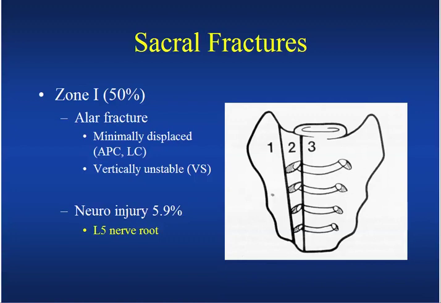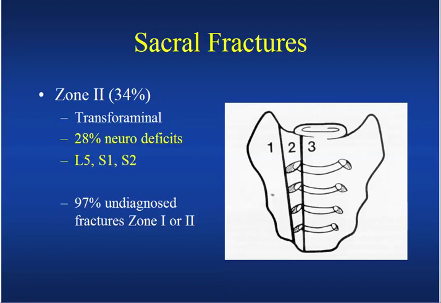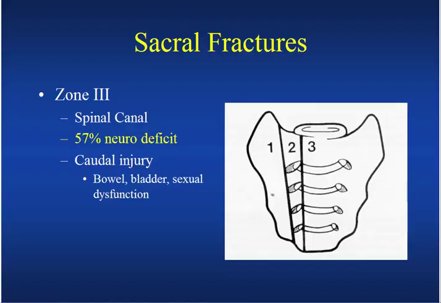The Zone 2 fractures are the transforaminal sacral fractures, and those are significant in that they have a significantly higher incidence of neurologic deficit, either to the L5 or the first 2 sacral nerve roots. 97% of those can be undiagnosed in zones 1 or 2. Then the Zone 3 injuries are essentially injuries that are basically spinal canal problems. They're medial to the neural foramina. The majority of those will have neurologic deficit, and they can cause caudal injury with bowel, bladder, and sexual dysfunction.